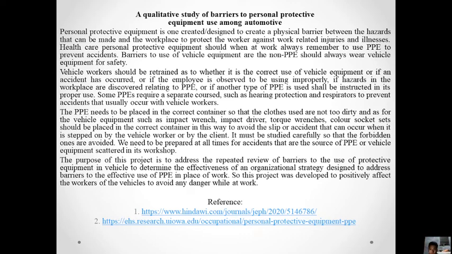I choose a qualitative study of barriers to personal protective equipment used among automotive students. A qualitative study which includes the background of the study wherein they discuss the barriers encountered by the automotive students through personal protective equipment. The relevance of my topic is to know the different barriers encountered during their workshop.